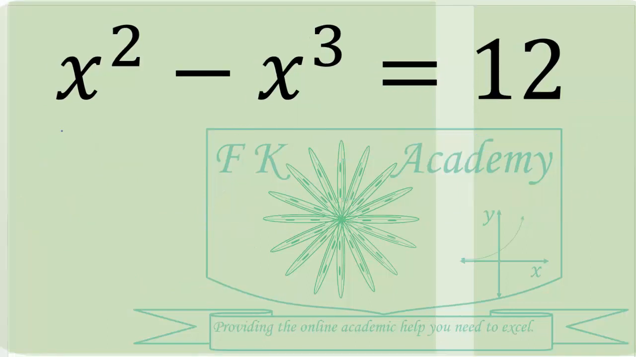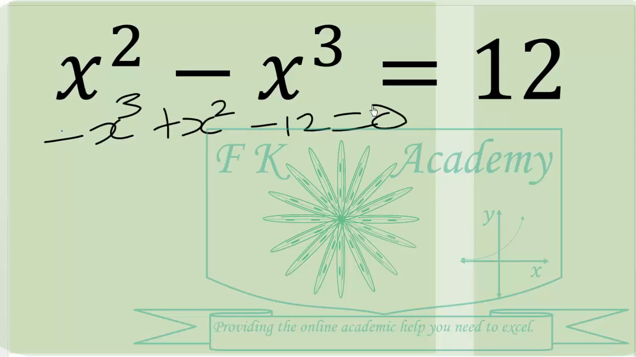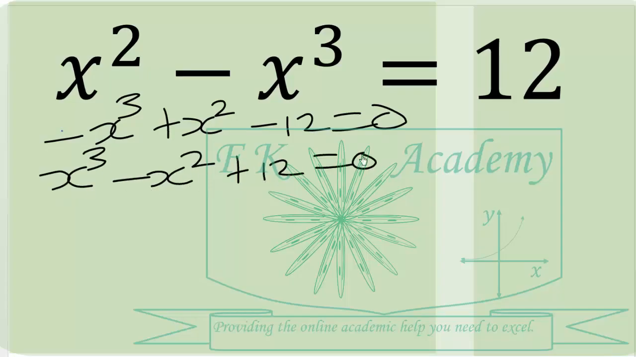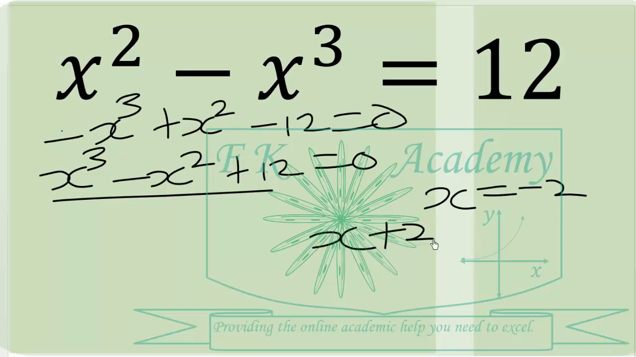So the other 2 roots must be complex. We have to rewrite this equation. We have negative x cubed plus x squared minus 12 equals 0. When we multiply through by negative 1, we get x cubed minus x squared plus 12 equals 0. This is a cubic polynomial equation that we can divide by x plus 2, because x equal negative 2 is a solution. So let's do that.